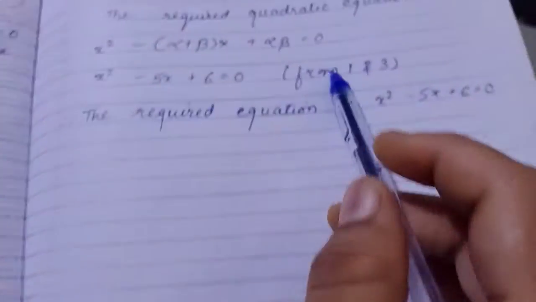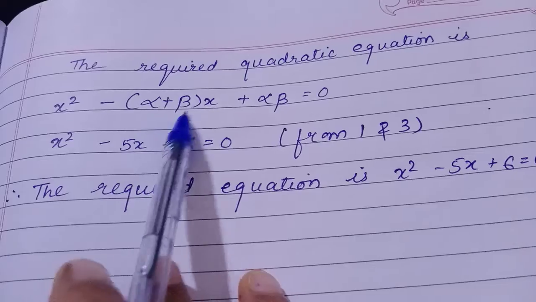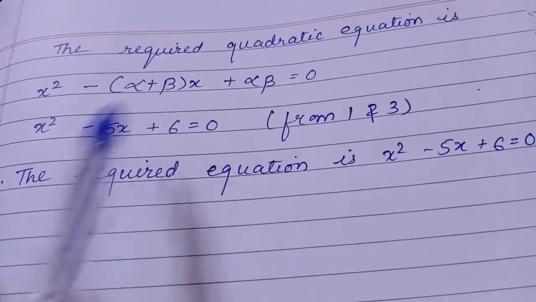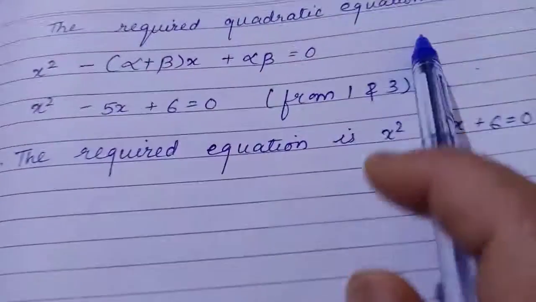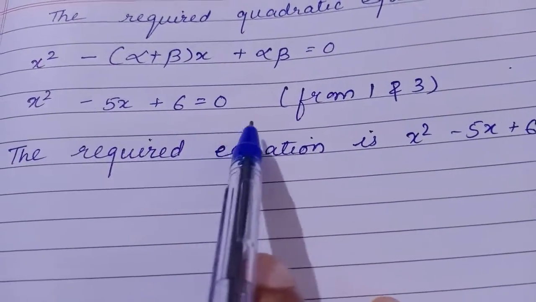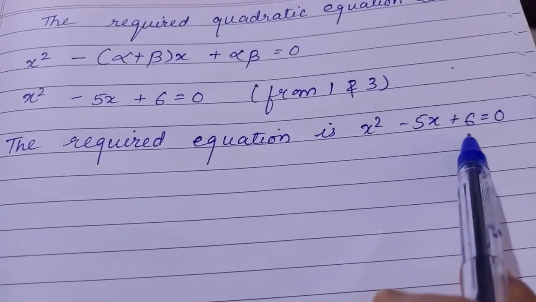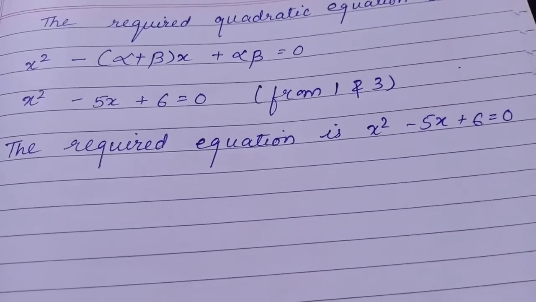As we know, the required equation is x square minus (alpha plus beta) into x plus alpha into beta. Substituting the values, as we have taken alpha plus beta is equal to 5 and we got alpha into beta equal to 6, we will get x square minus 5x plus 6 is equal to 0. So the required equation is x square minus 5x plus 6 is equal to 0.